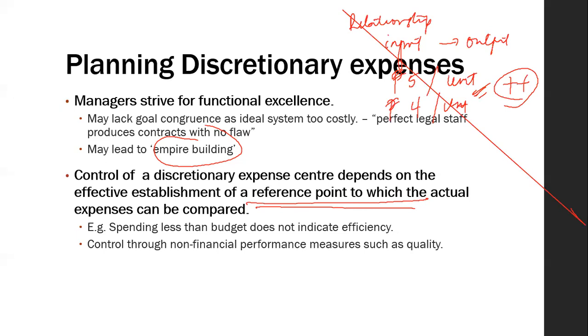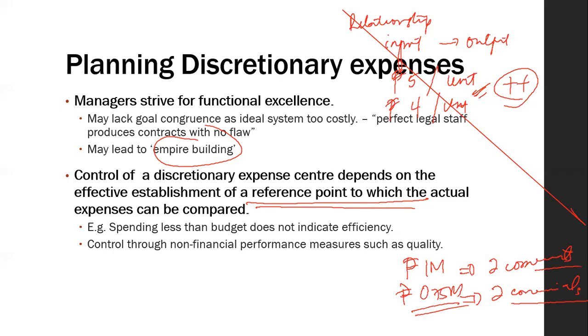For discretionary expenses, for example, you have a marketing budget of 1 million for 2 commercials. Okay? And then, your actuals, you piloted 2 commercials but you spent 0.75 million. Okay? Does this mean that you were successful or that you saved? Not necessarily. Why? Because the output of these two commercials might be different. Those commercials are not exactly the same. Therefore, the effectivity might be different.